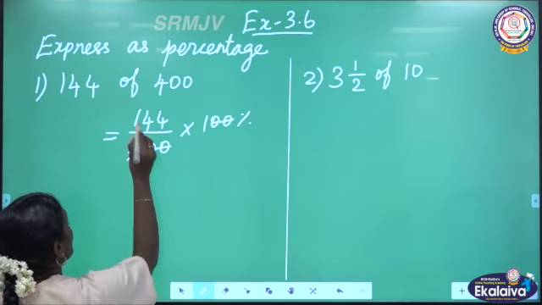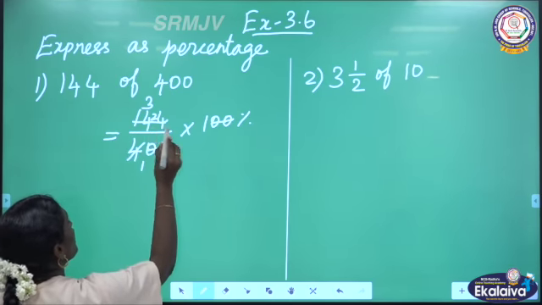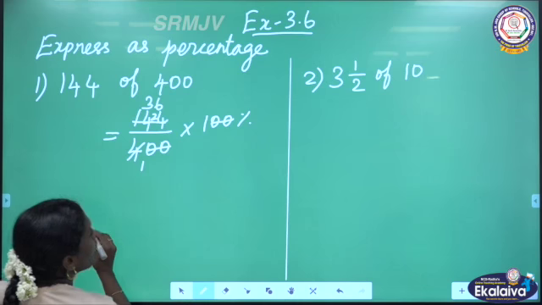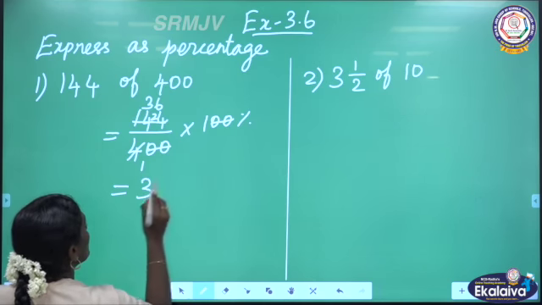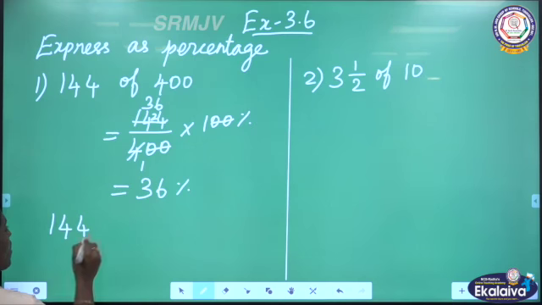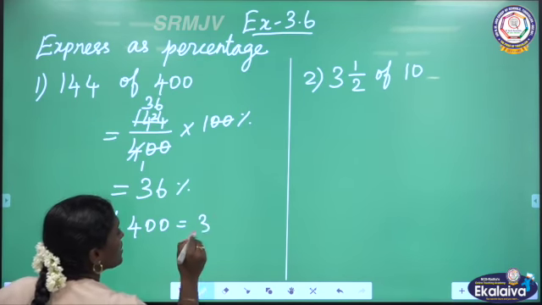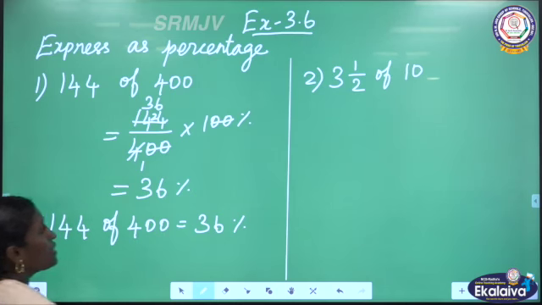In 4 table 1 time. In 14, 3 4s are 12. Remainder 2, in 24, 6 times. So we got 36. So this is 36 percentage. 144 of 400 is 36 percentage. Was it clear?